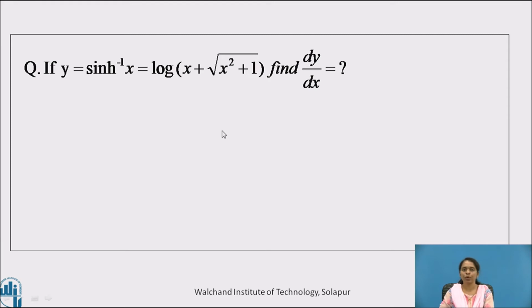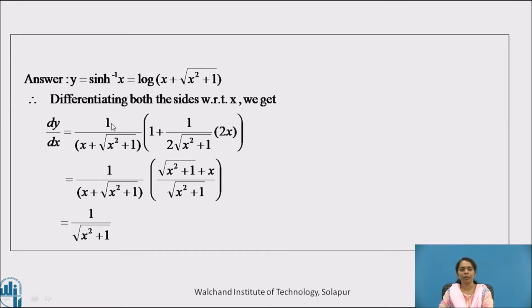I hope you have finished it, and so it comes out to be, differentiating both the sides with respect to x, we get dy by dx is equal to derivative of log of any bracket is 1 upon bracket, that is x plus under root of x square plus 1, into, by using composite rule, make a big bracket, and now let us have derivative of the bracket.